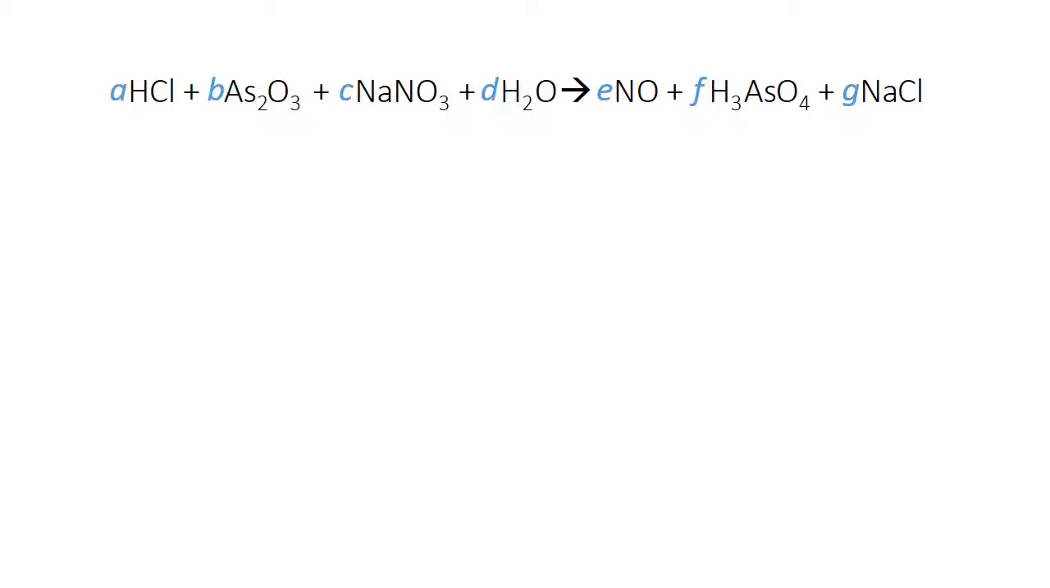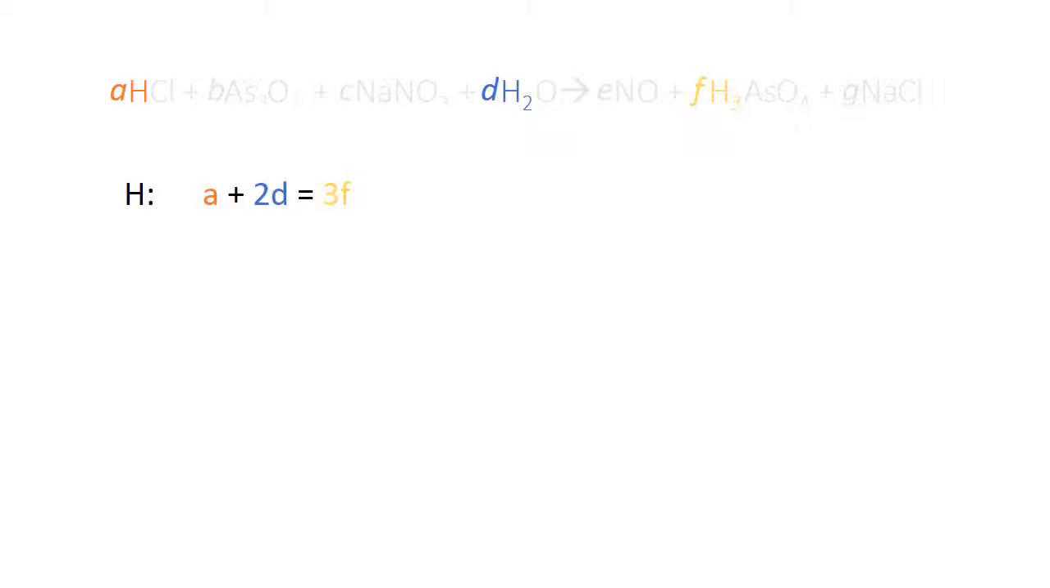I've gone ahead and assigned each compound a letter coefficient. Utilizing these coefficients, we will create an algebraic equation for every element in order to balance the chemical equation. For example, there is one atom of hydrogen in hydrogen chloride and 2 atoms of hydrogen in water on the reactant side. There are also 3 atoms of hydrogen in arsenic acid on the product side.